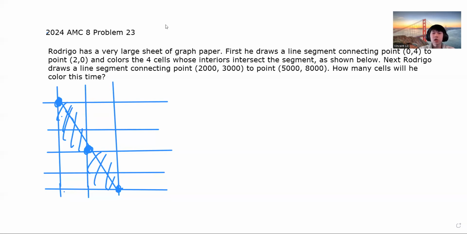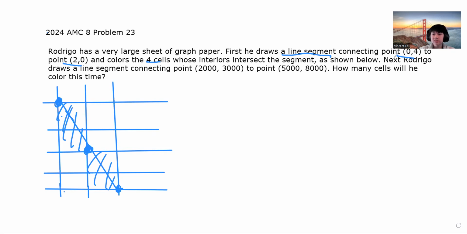The question reads, Rodrigo has a very large sheet of graph paper. First, he draws a line segment connecting point (0, 4) to point (20, 0), and colors the four cells whose interiors intersect the segment, as shown below. Next, Rodrigo draws a line segment connecting point (2,000, 3,000) to point (5,000, 8,000). How many cells will he color this time?